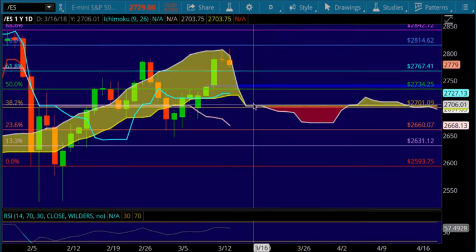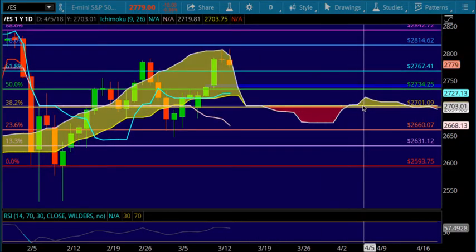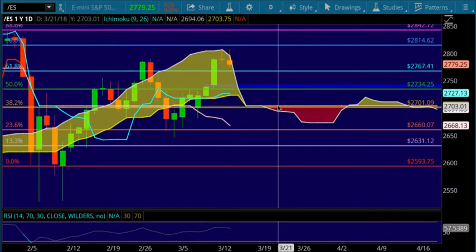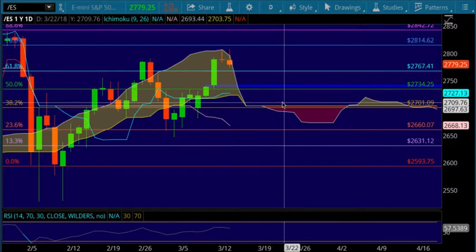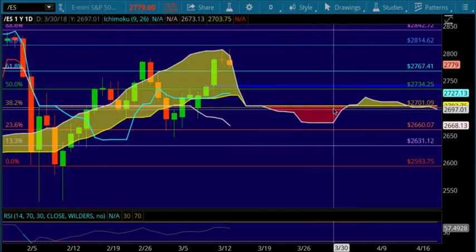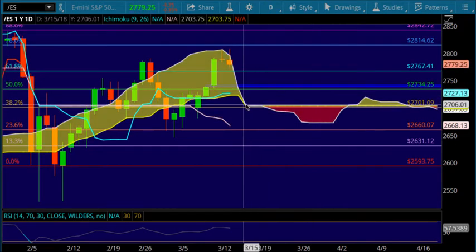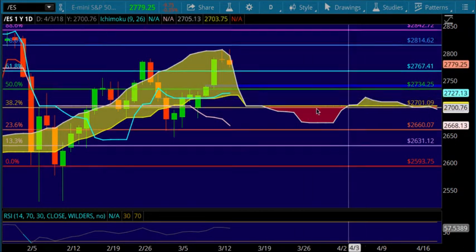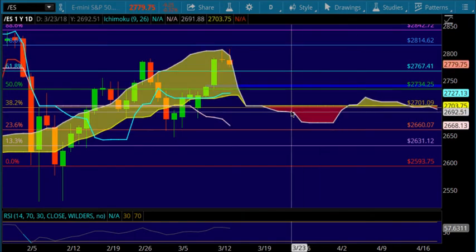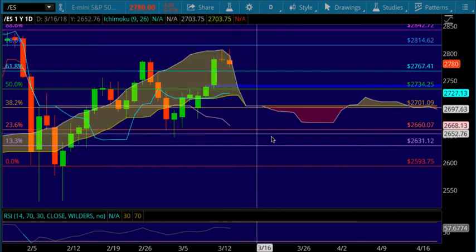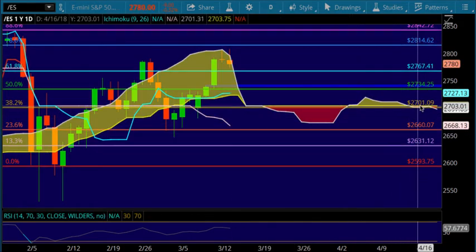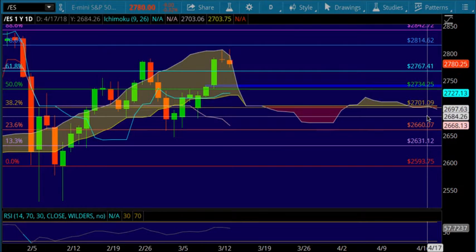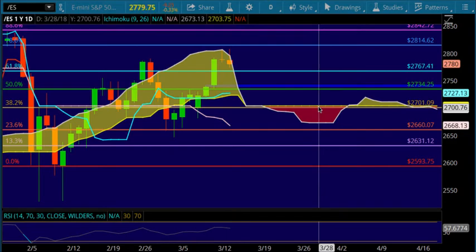Going forward into the end of March and April, we have a cloud that's becoming thicker, but very flat in character. Both this cloud and this cloud are very flat in character. That suggests a period of consolidation if we do manage to hold the cloud. If we get under the cloud, it still suggests a period of sideways price action. It does not suggest that we're going to rip higher currently.